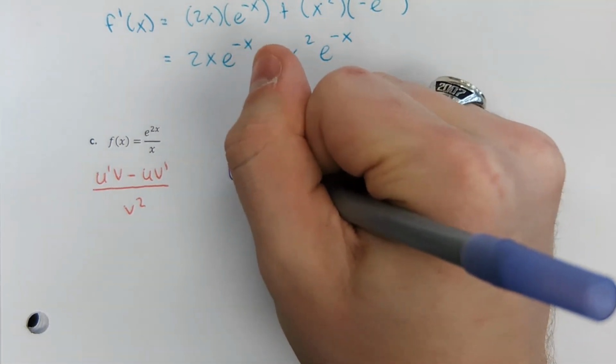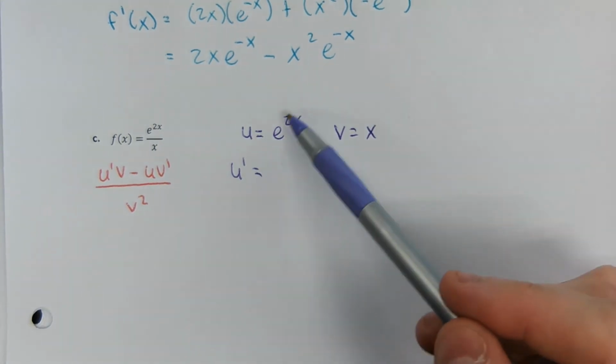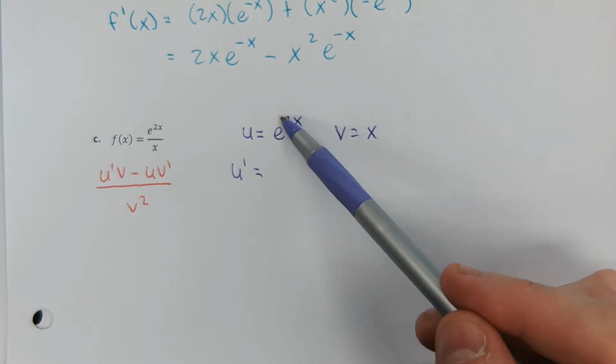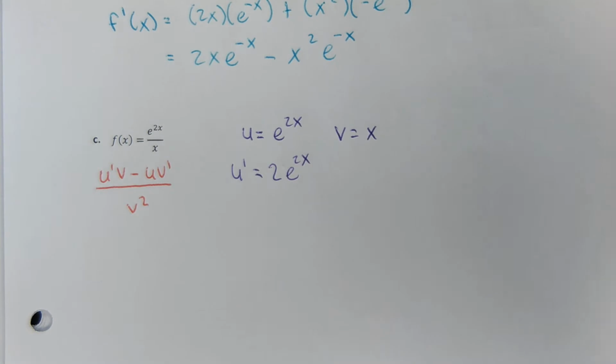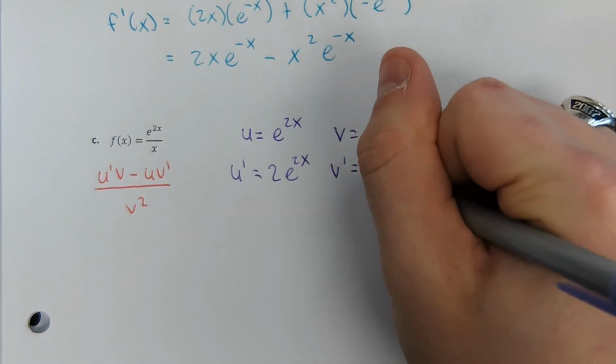Again, I would like for you to just be able to see u prime just by thinking through it. It's e to the 2x times the derivative of its exponent, but the derivative of its exponent is 2, so it's just 2 times e to the 2x. And v prime is super simple, it's just 1.